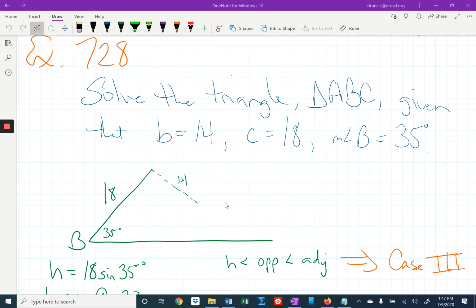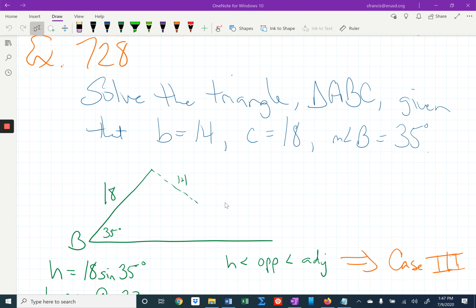Here, I'm going to talk through it from the beginning. I'm not going to rewrite everything that I wrote the first time. So you're given this triangle, two sides, and a non-included angle. And so this is the SSA, or the ambiguous case situation. And so we have to determine how many triangles are possible here. Is it 0, 1, or 2?